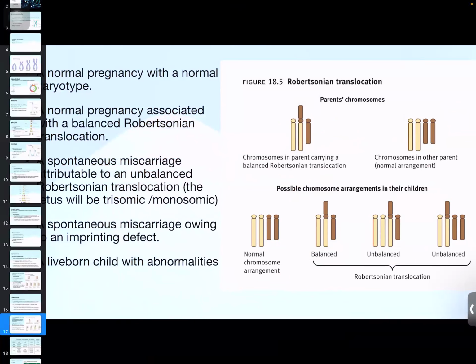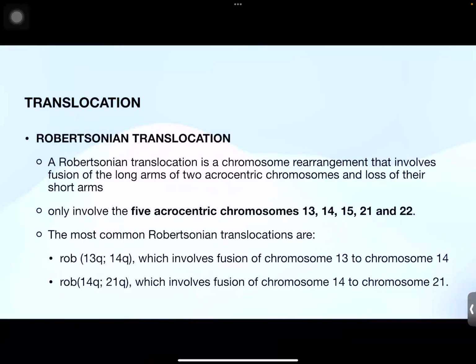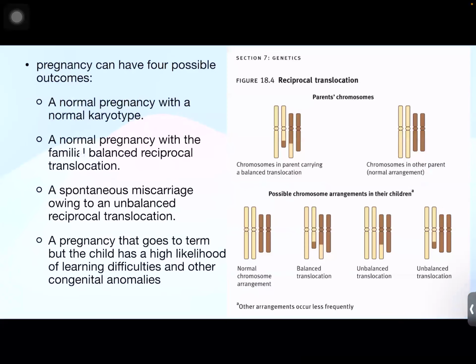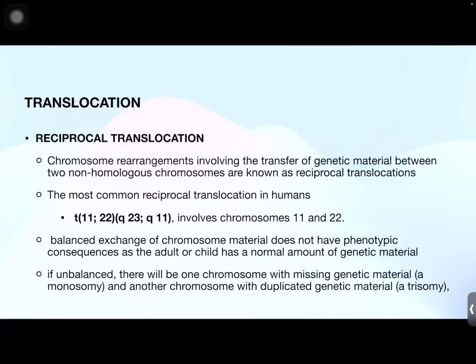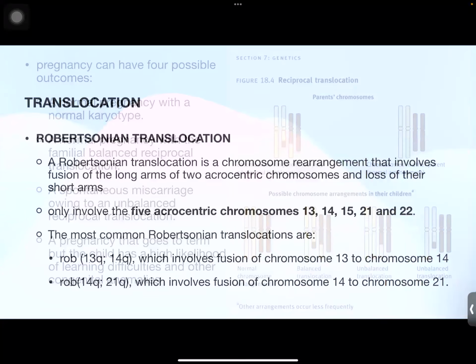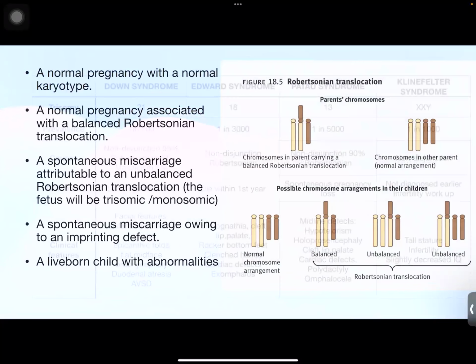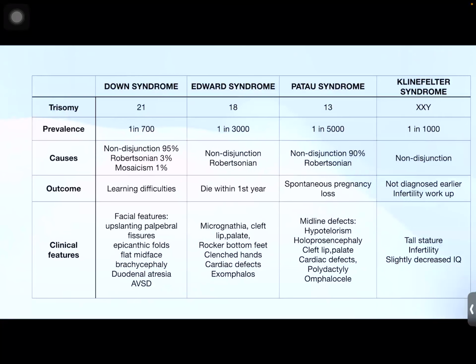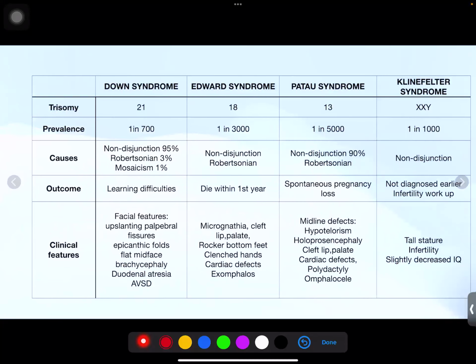We just need to remember the most common translocations: 13 to 14 and 14 to 21 in Robertsonian, and in the reciprocal translocation 11;22. Okay, so moving on to our next topic, these are the aneuploidies you have to remember. What are Down syndrome, Edward, Patau, and Klinefelter? One by one we will discuss.